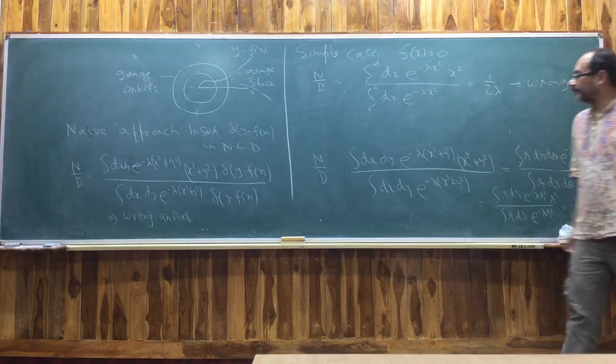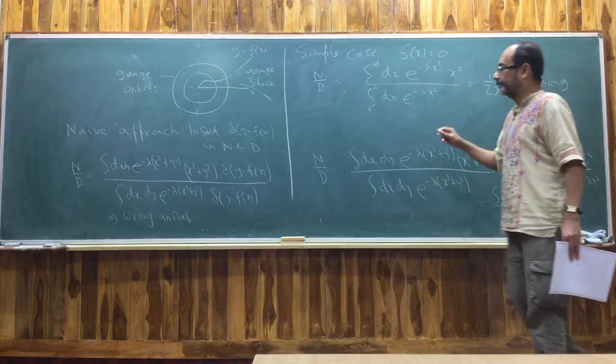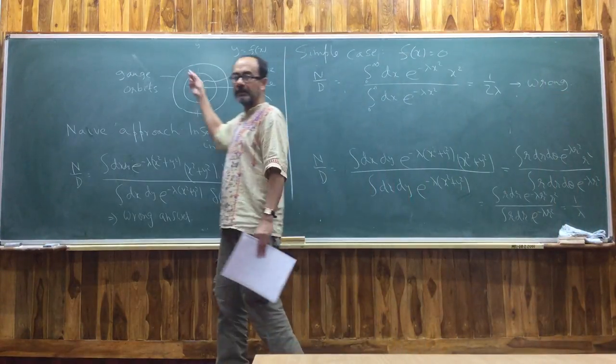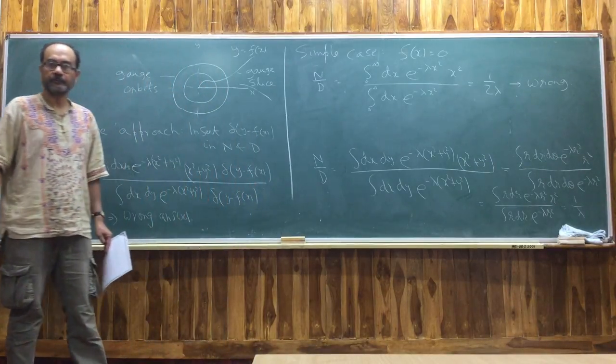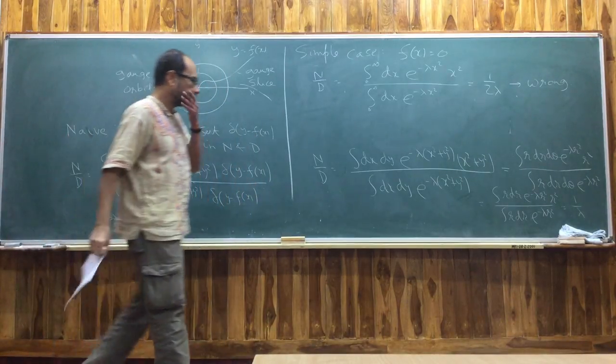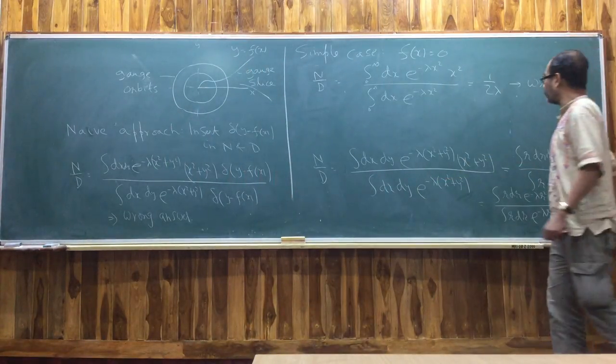Well, you can include the negative, that will just cancel in the numerator and denominator, right? So it doesn't really matter. If you include the negative, then you are counting each orbit twice, but that's okay. Right? It still cancels with the numerator and denominator. Okay.